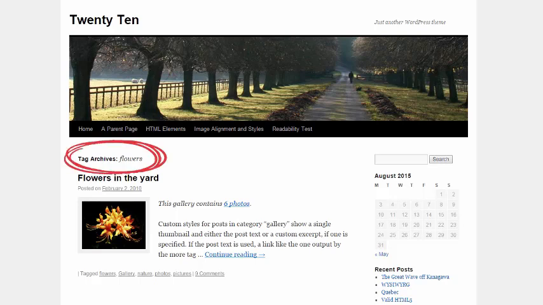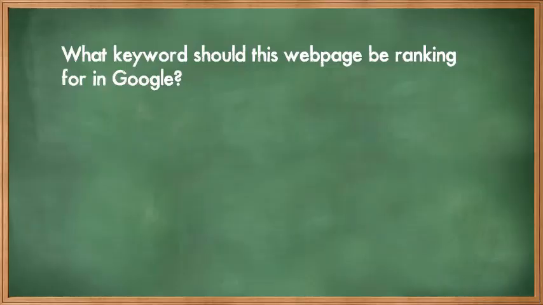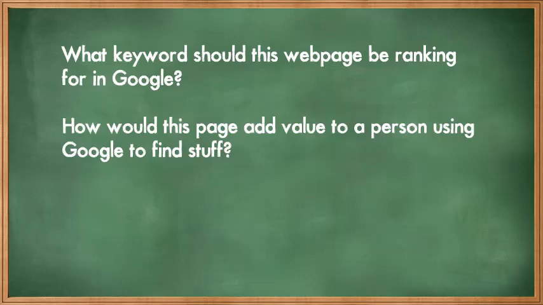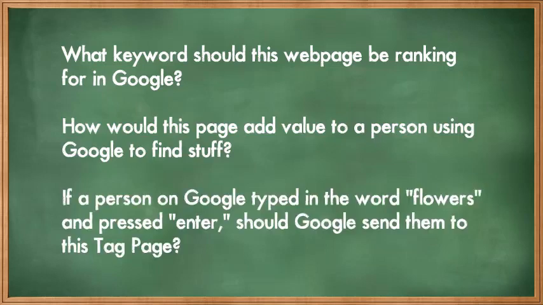The tag is called flowers, and the title of this page is flowers, and the page's H1 tag is called "Tag Archives: flowers." And then below there's a post snippet leading to a post entitled "Flowers in the Yard." Now the question to ask yourself is this: what keyword should this web page be ranking for in Google? How much would this page add value to a person using Google to find stuff? If a person on Google typed in the word flowers and pressed enter, should Google send them to this tag page? I think the answers to these questions are pretty clear.